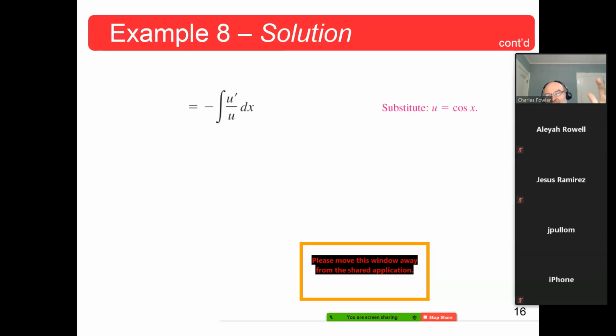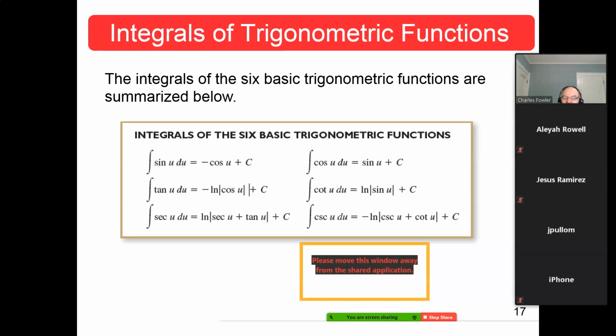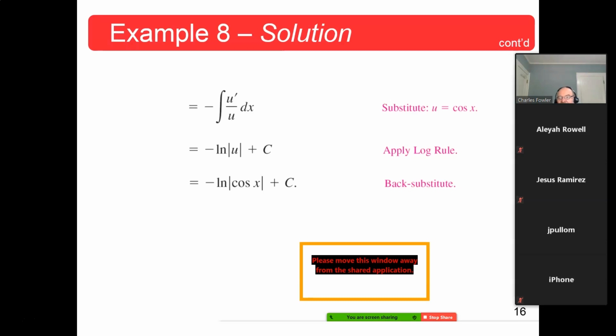Why they like to put that statement in, I don't know. To me, it's not all that instructive, but if it helps you see it, go for it. It's a perfectly legitimate statement. So that's minus the log of absolute value of u plus c, which is minus the log of the absolute value of cosine x plus c. And they didn't tell you you could move the minus sign up as the exponent of cosine x. That makes it a secant x. So the log of the absolute value of secant x plus c. All right.